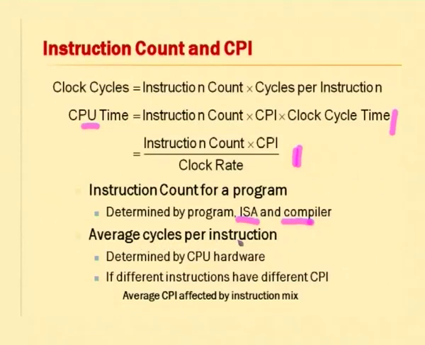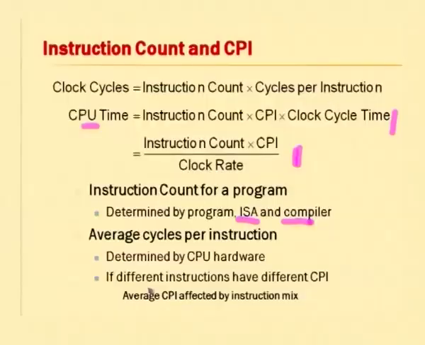The average cycles per instruction is determined by the CPU hardware. That is, how many cycles does each instruction take? That depends on how I have designed my hardware. Now, what is even more important is, if different instructions have different CPI, then I will have to look at the average CPI for a given instruction mix. What do I mean by instruction mix? A set of instructions which constitute a program. For a given instruction mix, there will be an average CPI.